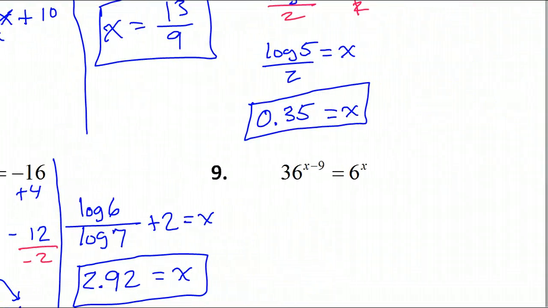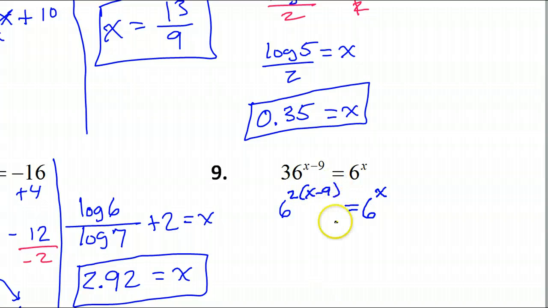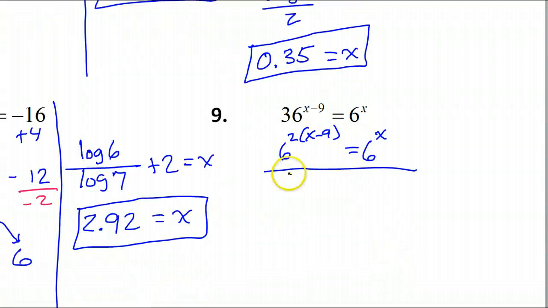How about number 9? All right, number 9, I can do like bases, so I won't have to do log form if I don't want to. So 36 is 6 squared, all right, and of course 6, I can just leave that as 6. All right, the x minus 9 goes here. All right, now I can set these exponents equal to each other now that the bases are the same. But I will do a little distributive property.